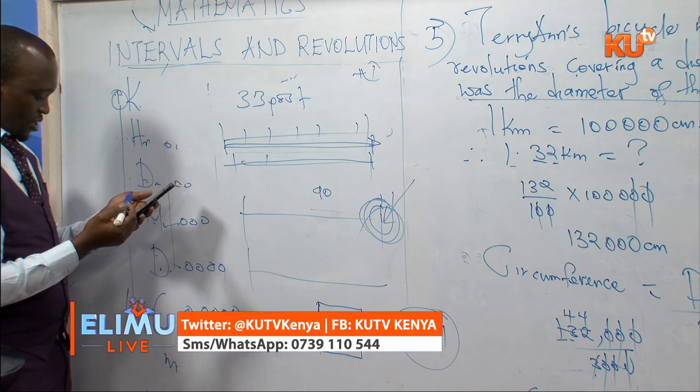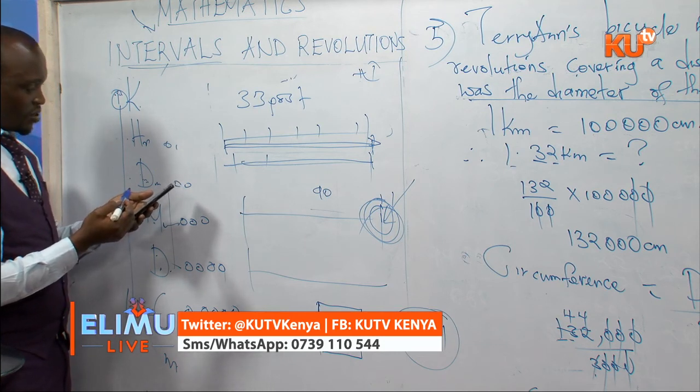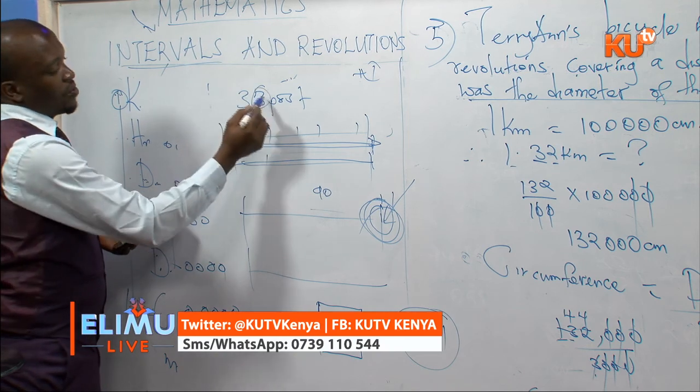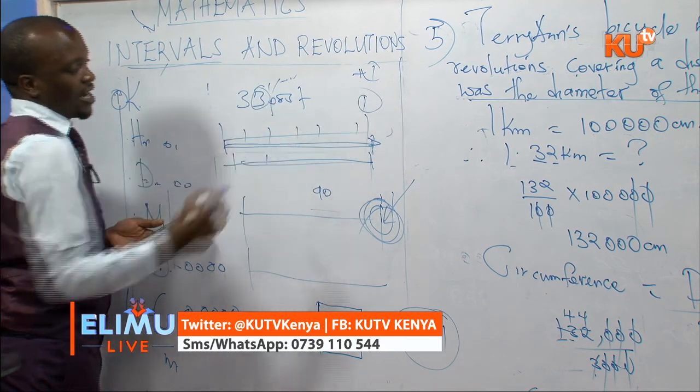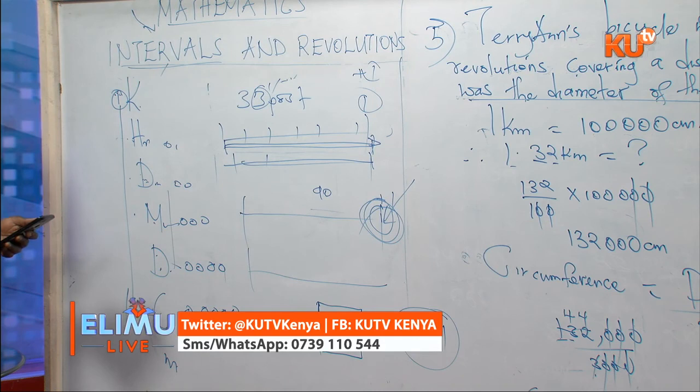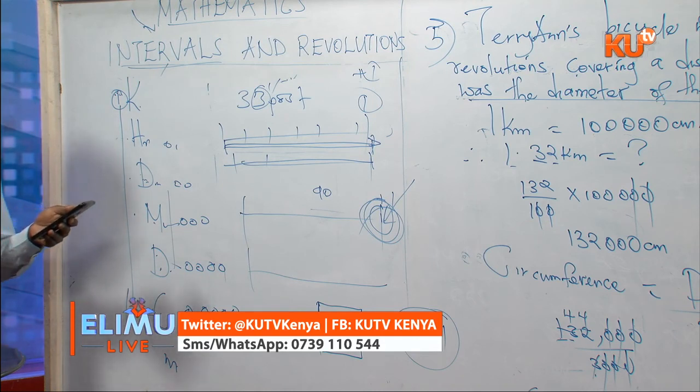I see many questions are coming. They were placed 2 meters apart. So remove this one from that one, that is one last post. It will be a distance of 32. Is it meters or kilometers? It will be a distance of 32.